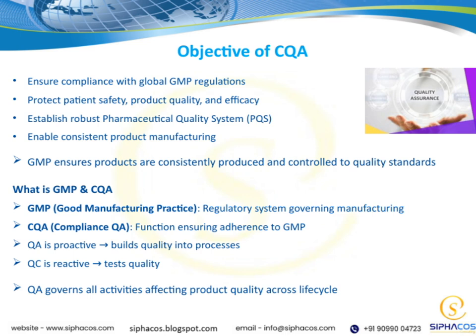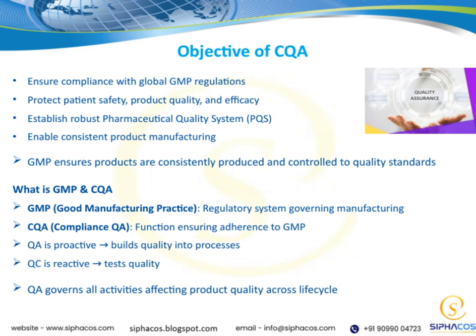Now, let's connect this to the bigger picture of GMP, or Good Manufacturing Practice. GMP is a regulatory system that governs how we manufacture our products, making sure everything is controlled and up to standard. CQA, on the other hand, is the function that makes sure we're actually following those GMP rules.